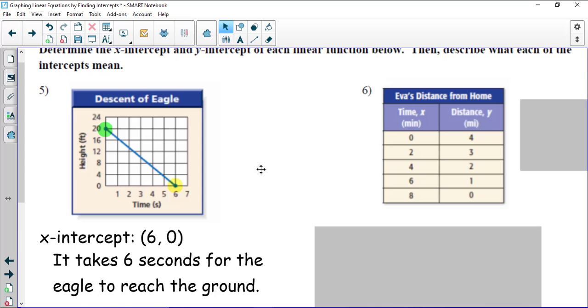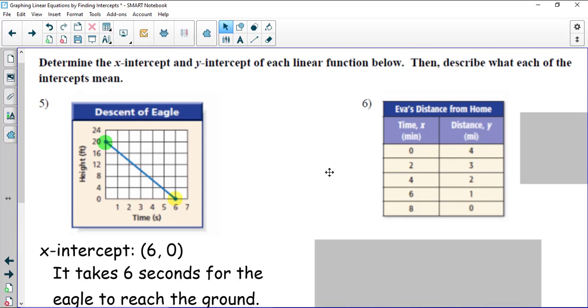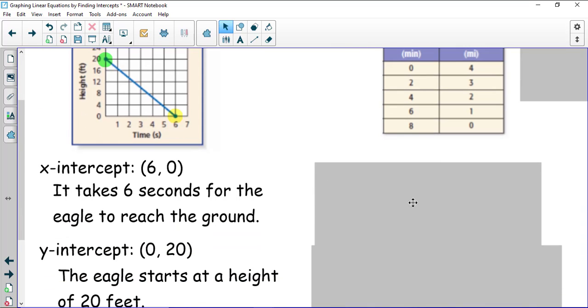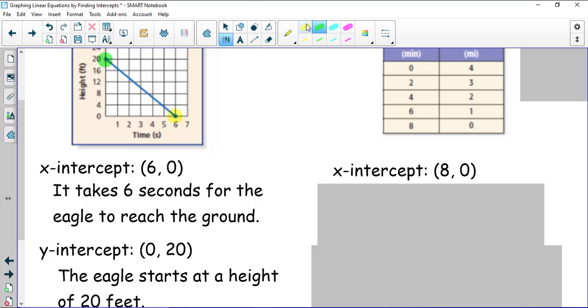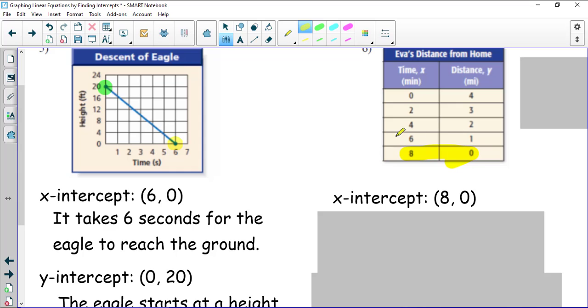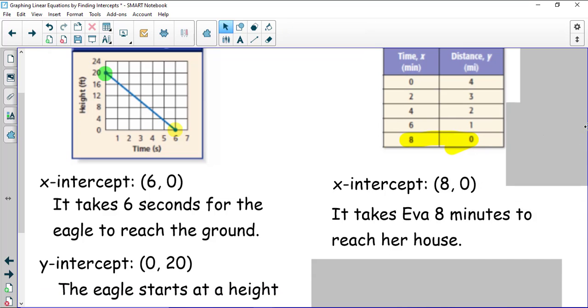Question number 6, we're looking at Eva's distance from home. The x-intercept is going to be at (8, 0). I'll highlight that in yellow like I did for the last question. And we are given the time in minutes and the distance in miles. So in 8 minutes, she's at a distance of 0, and that's 0 miles from home. So what this means for Eva is that it takes her 8 minutes to reach her home or reach her house.